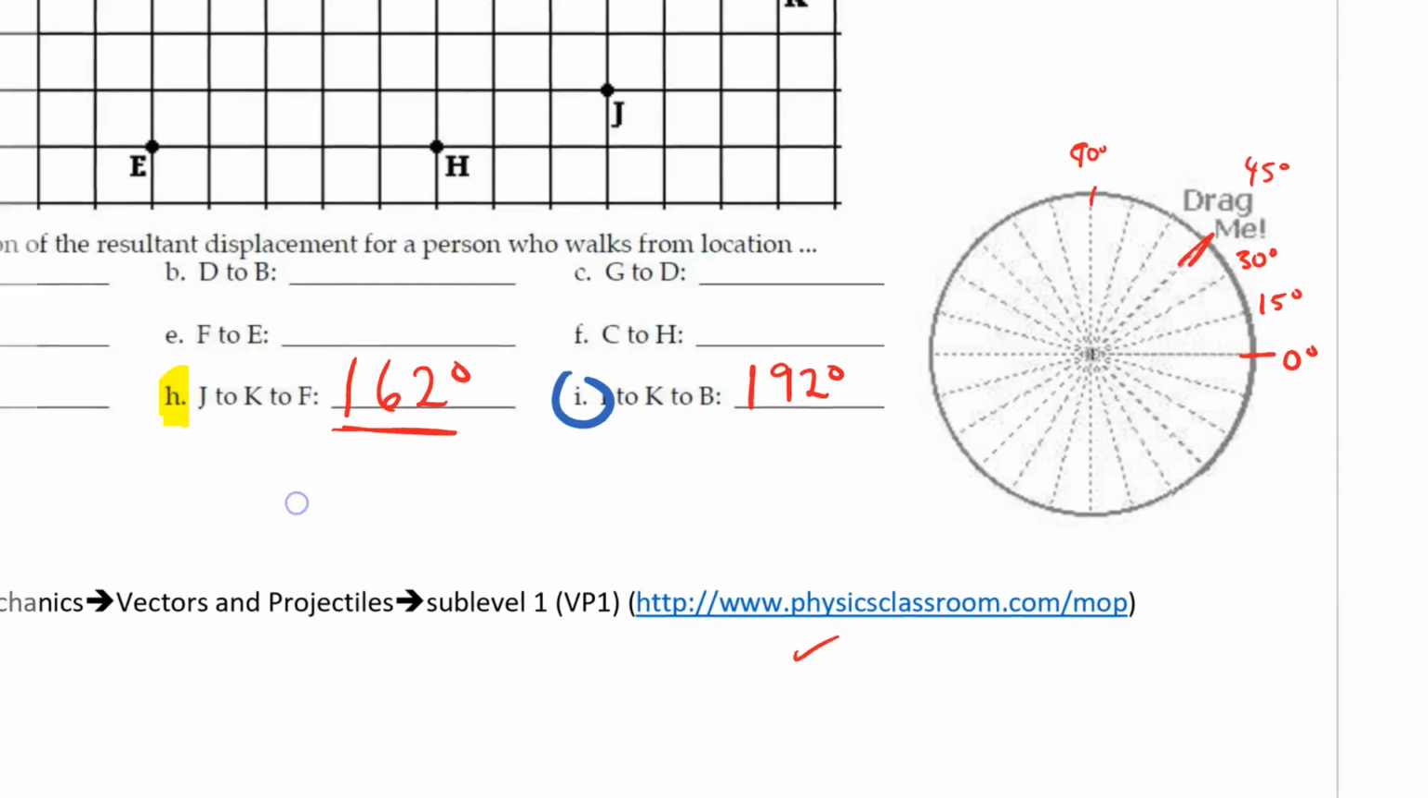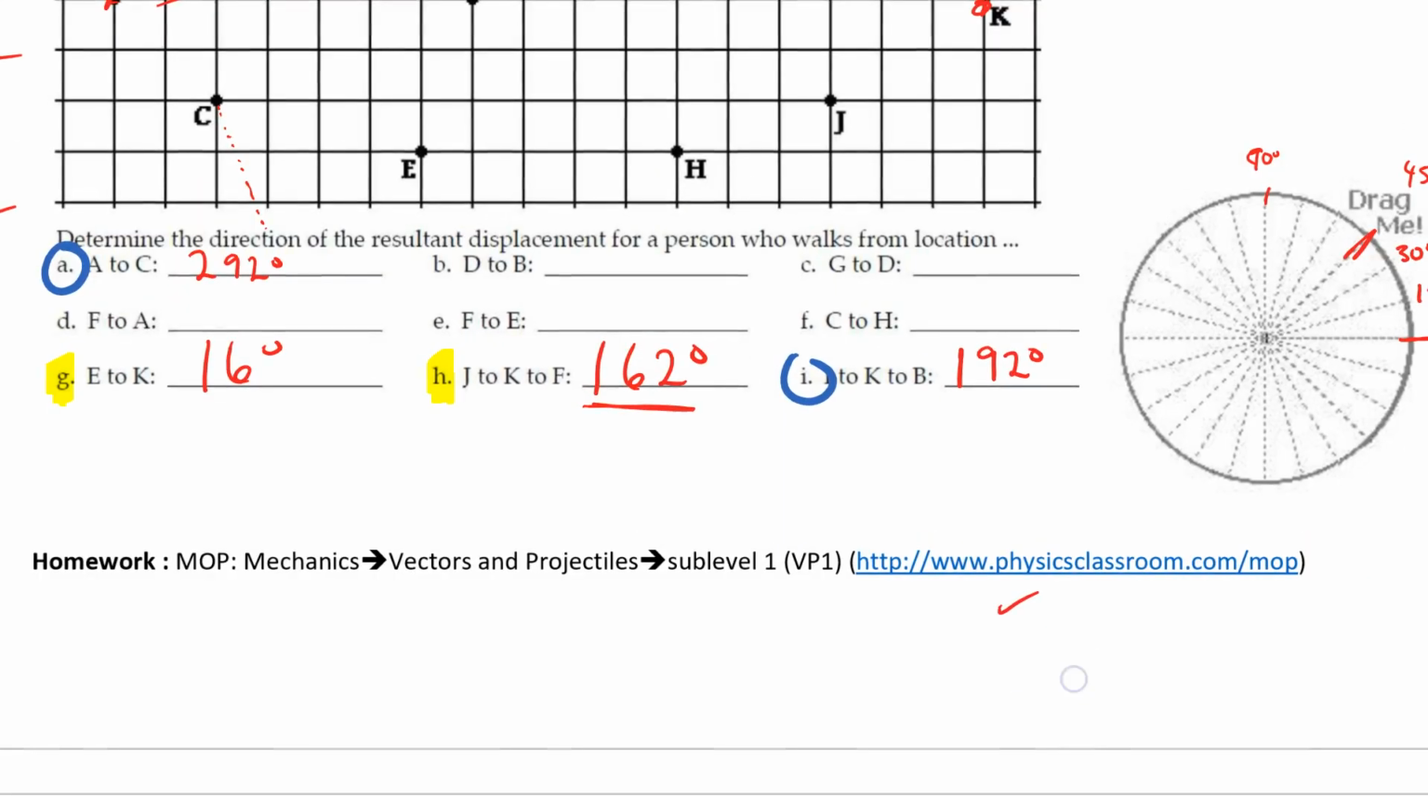Okay, so now that you're done this, I want you to go to the Minds on Physics and do the mechanics, and then choose vectors and projectiles, and then the first sublevel.